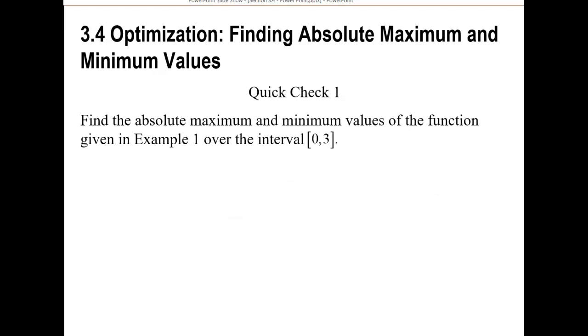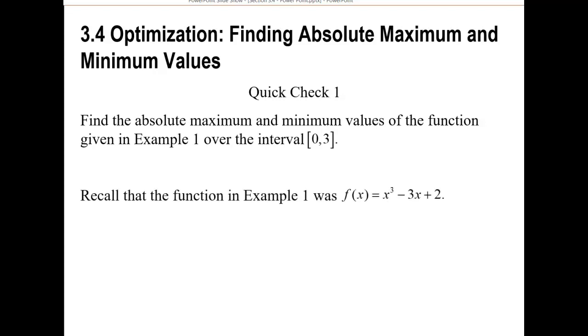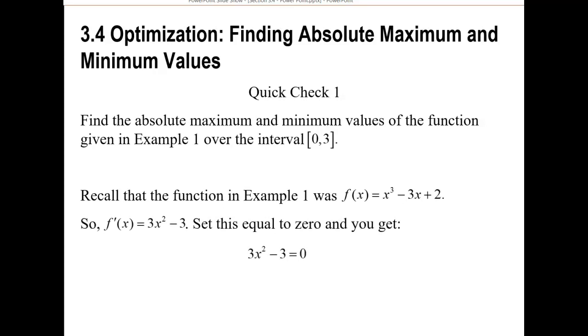All right, we're going to do another example. Find the absolute max and min of the function given in example 1 over a different interval, this time over the interval 0 to 3. All right, so from example 1, this was our function. So that was my derivative. And we set it equal to 0, just like before. We get plus and minus 1. So those steps would not change.